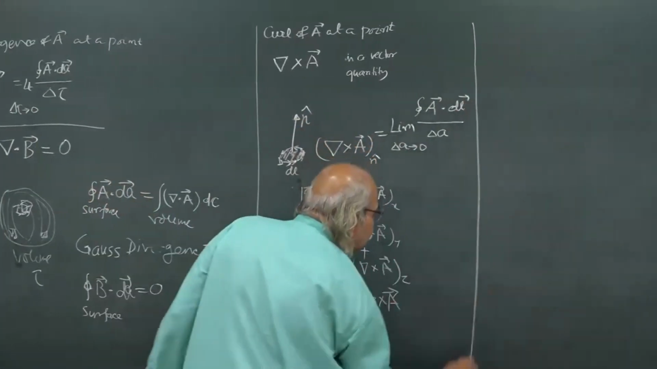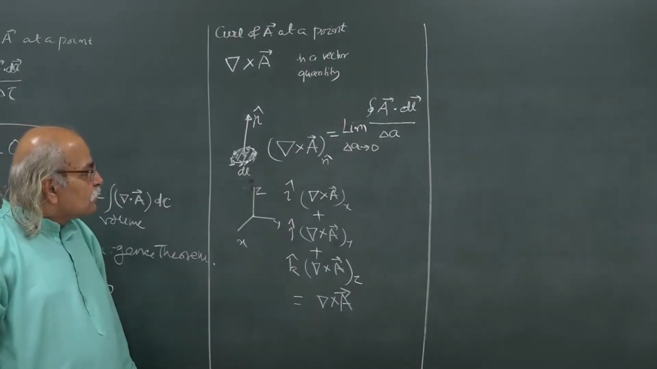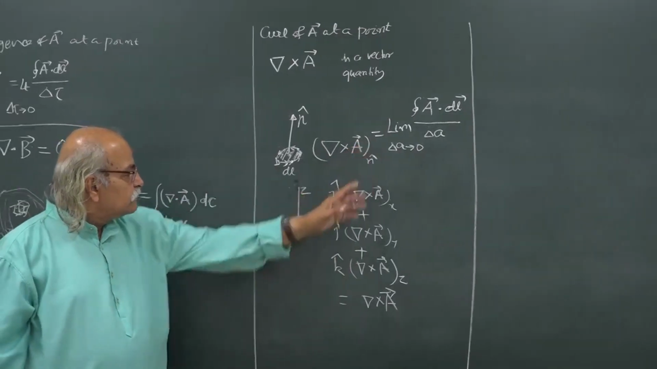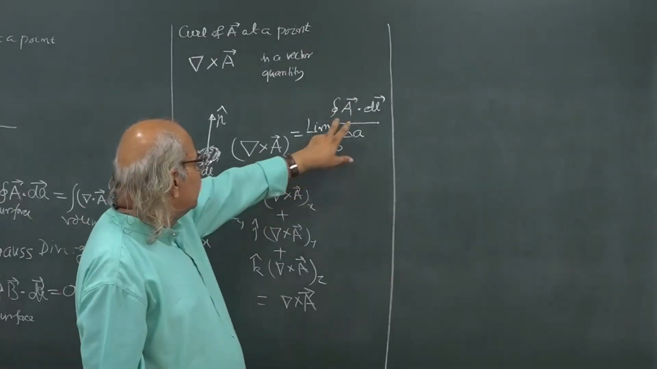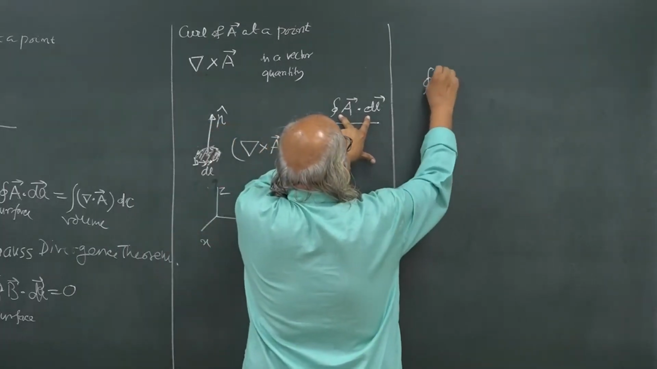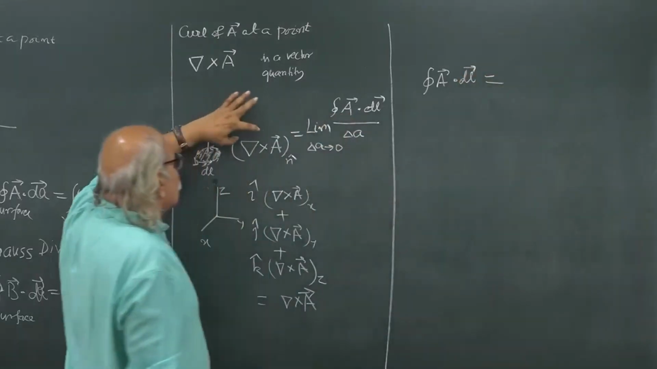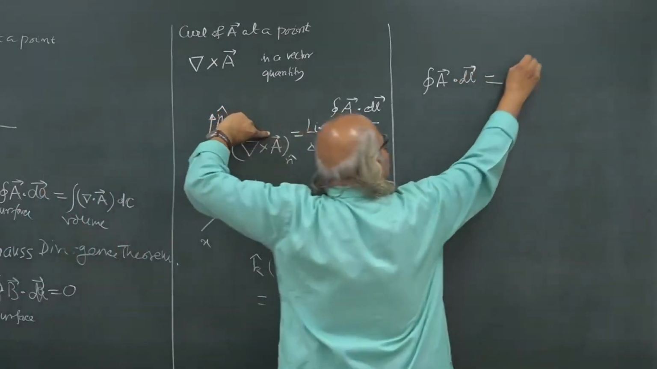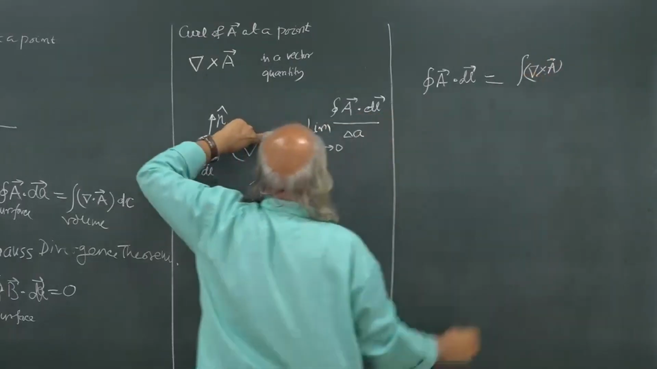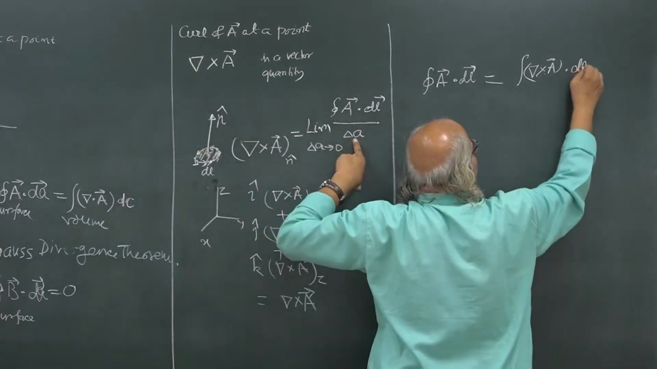Now, from this definition, you can get another beautiful relation, and that equation is this: the integration of A dot dl is equal to the integration of curl of A dot dA. Just to explain what I am writing.